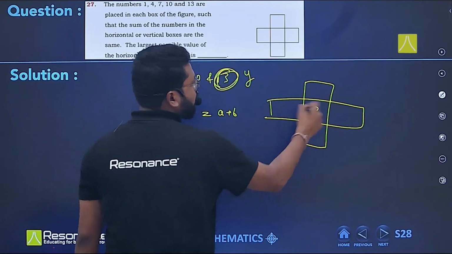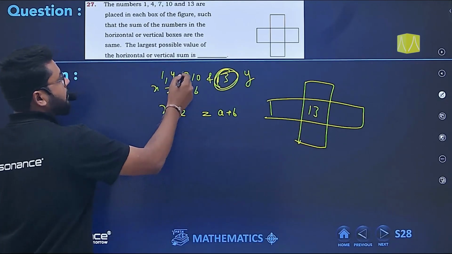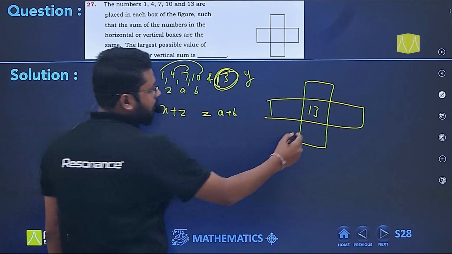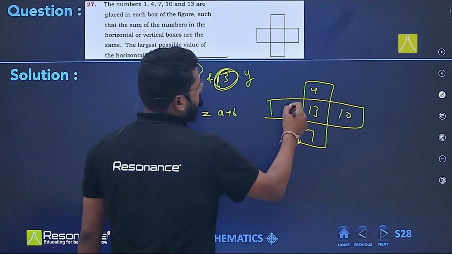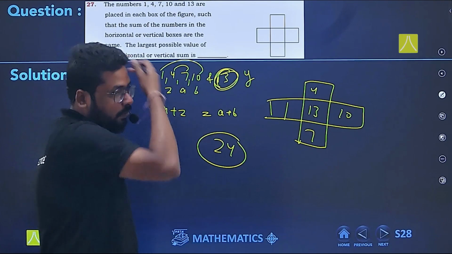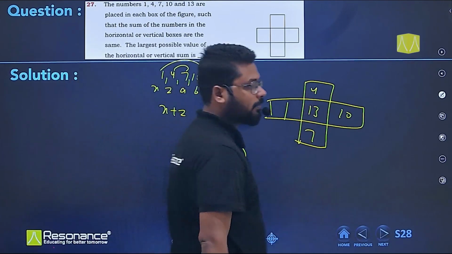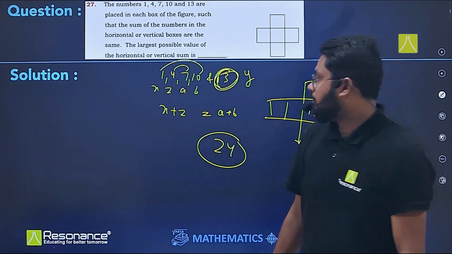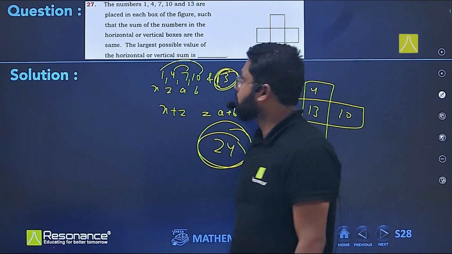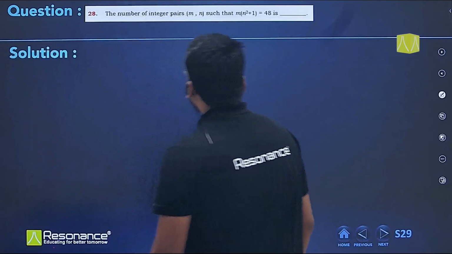Now we have to arrange only two pairs of numbers. 7 plus 4 is 11, and 10 plus 1 is also 11. If 7 and 4 are there and 10 and 1 are there, you will get 24 every time. If 13 is anywhere else, the equation will get unbalanced. So our largest possible sum is 24.